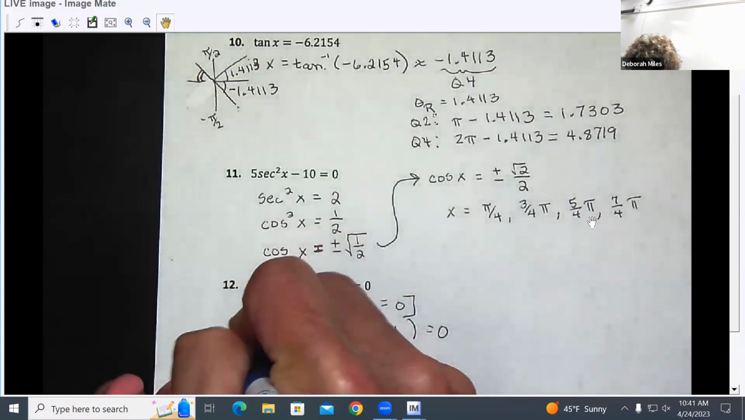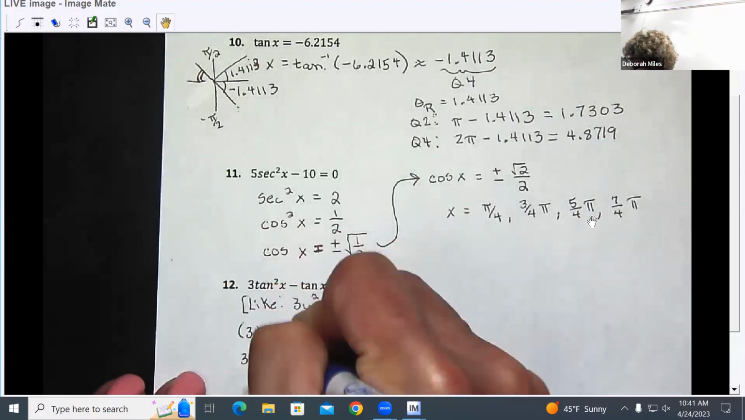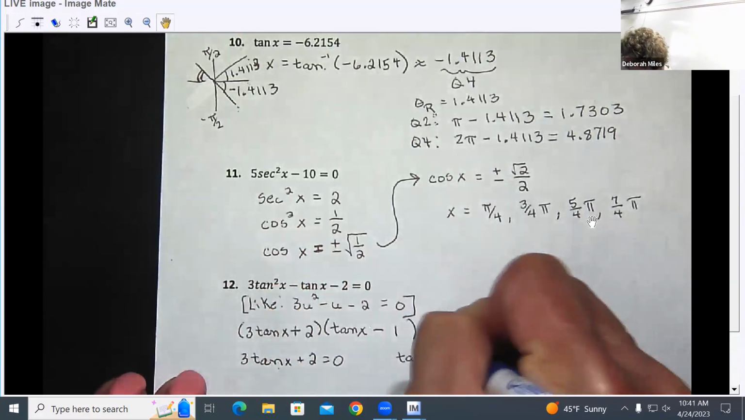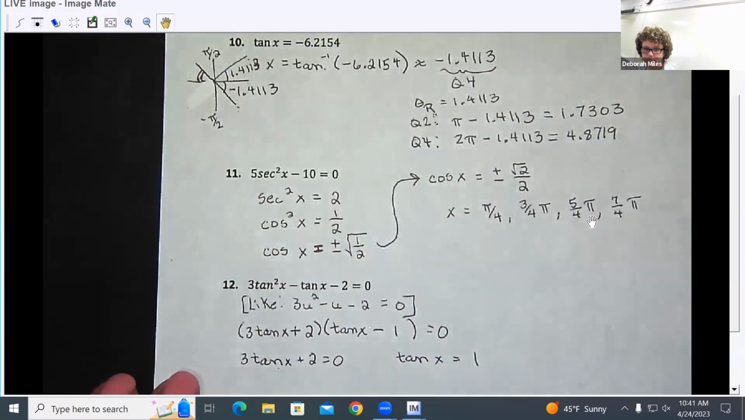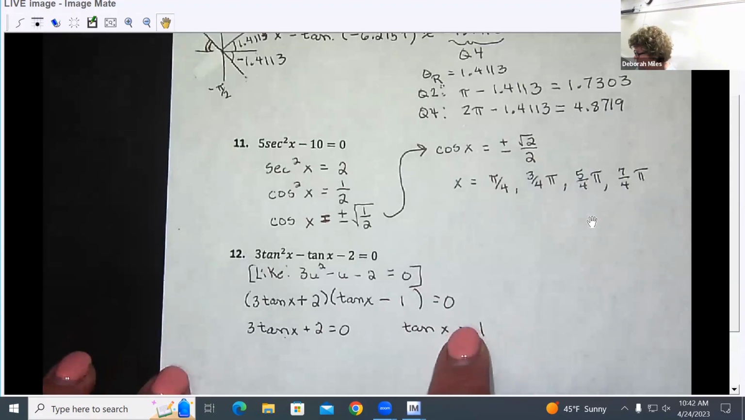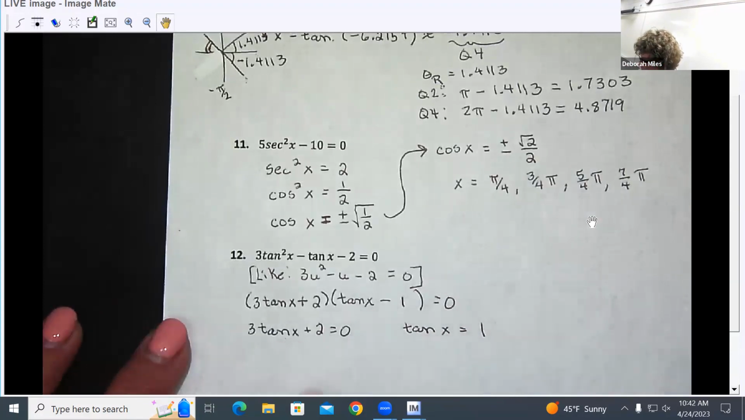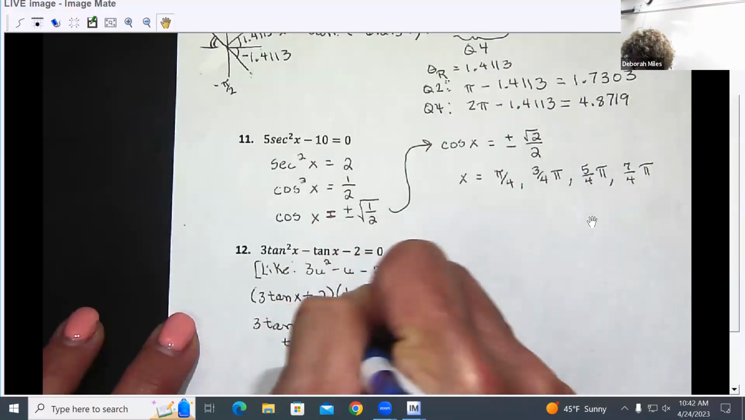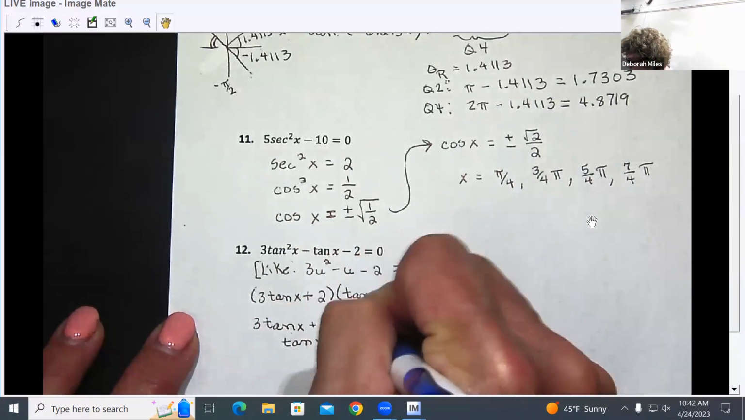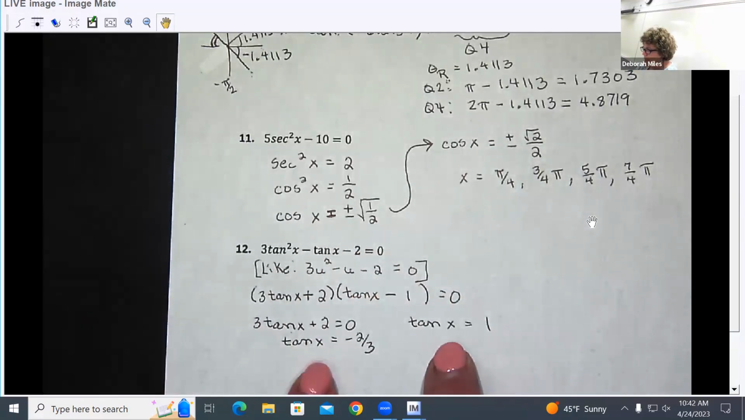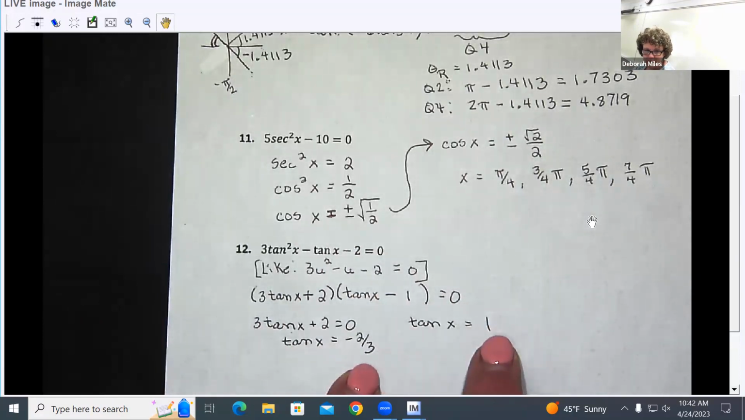I'm going to set each factor equal to 0. Actually, that one I went ahead and added 1 to both sides. I didn't mean to do that, but I did. This equation, the first equation, I'm going to subtract 2 from both sides and divide both sides by 3. And so my 2 equations are tangent x is negative 2/3 and tangent x is 1.